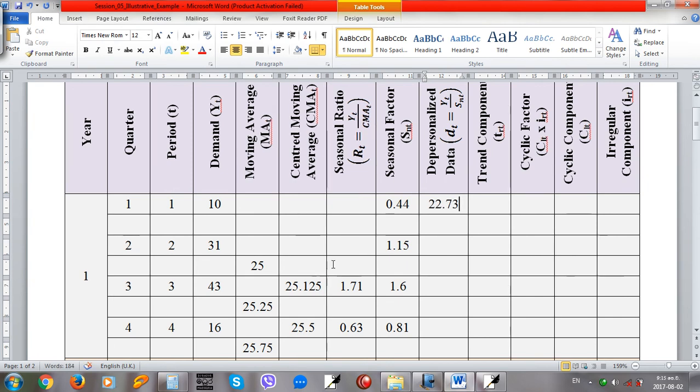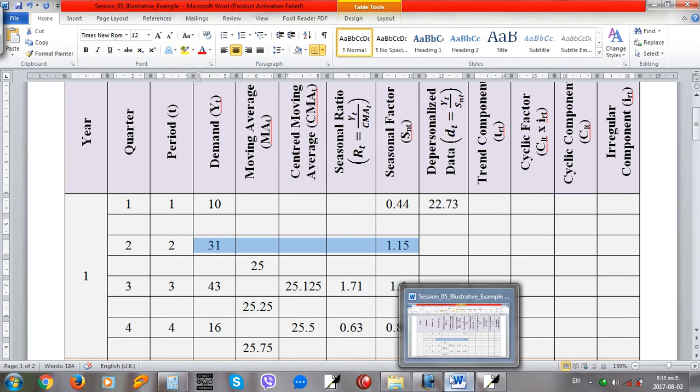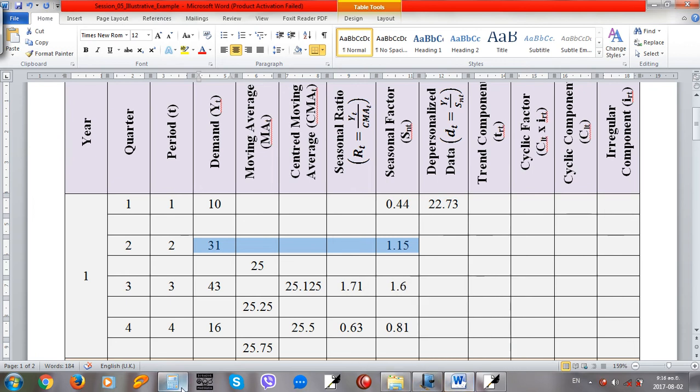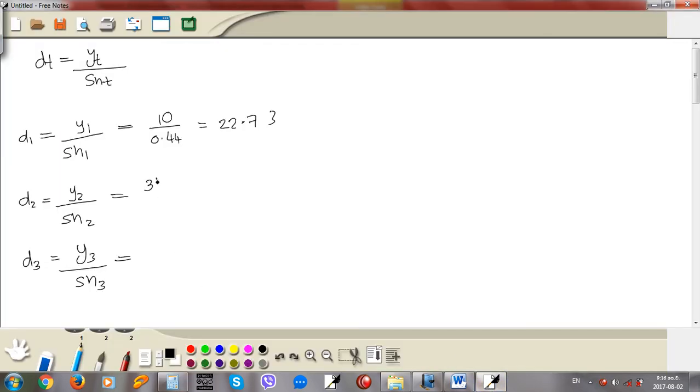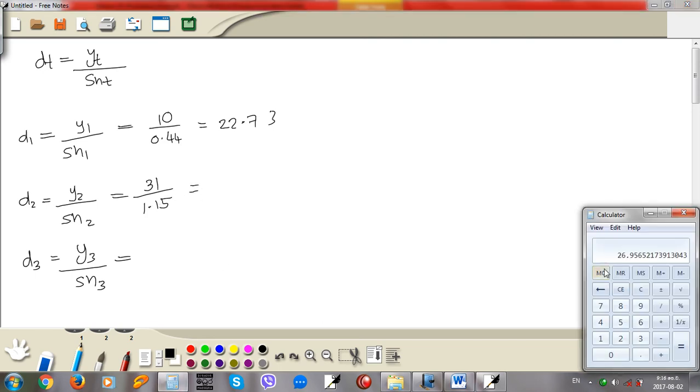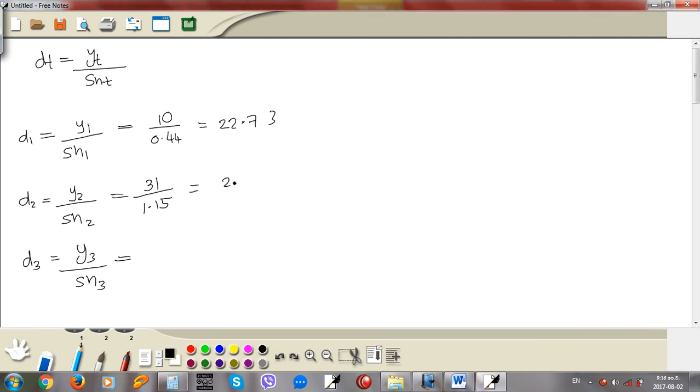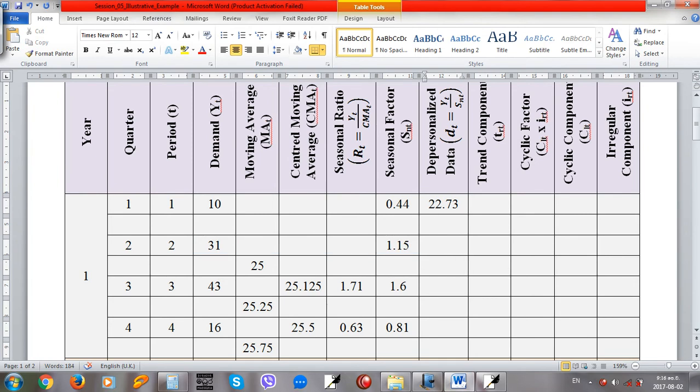Then next one is d2 equals y2 over sn2. d2 is this one, y2 is 31 over sn2 which is 1.15. 31 over 1.15. So what is the value? 26.956. It means 26.96. Then here comes 26.96.